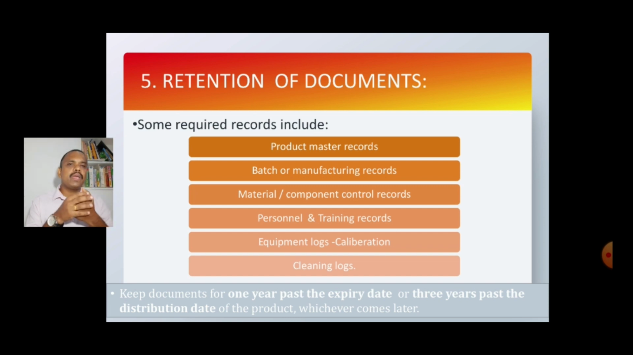And how many years do we need to keep them? Normally, the documents need to be kept 1 year past the expiry date or 3 years past the distribution date of the product, whichever comes later. This is the general thumb rule for how long we need to keep a document. It will range from 1 to 3 years, 1 year past the expiry date or 3 years past the distribution date, whichever comes later, that we need to follow. So that is about how long we need to maintain the documents.